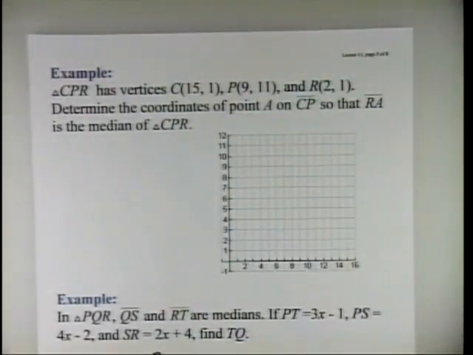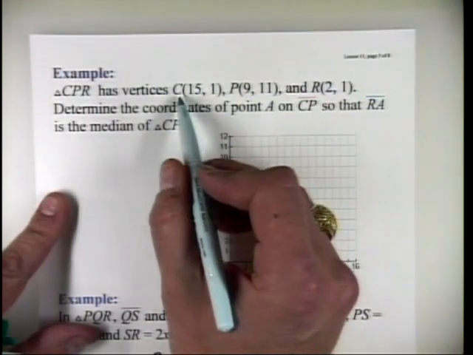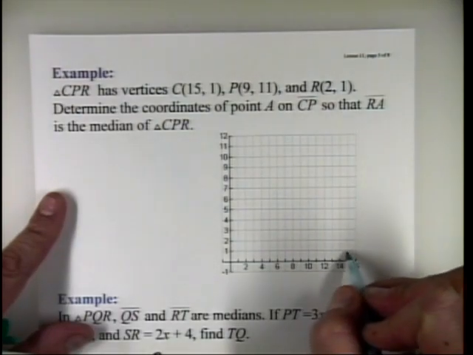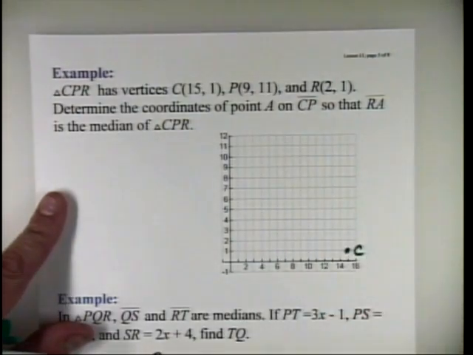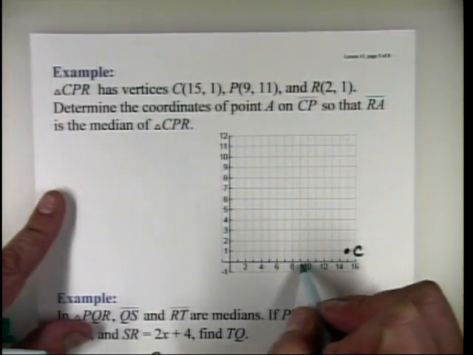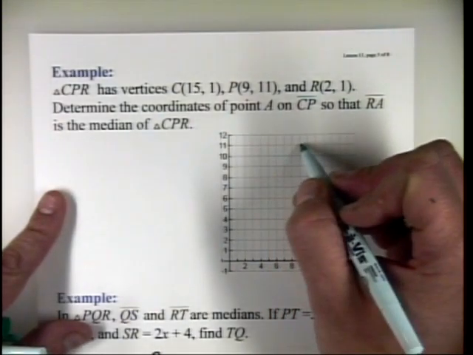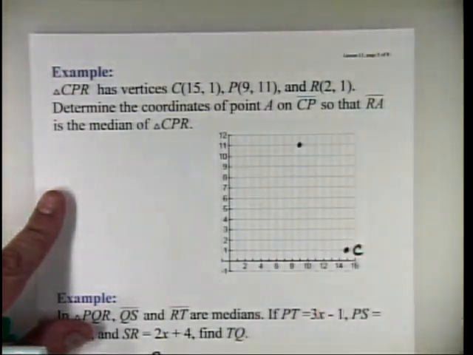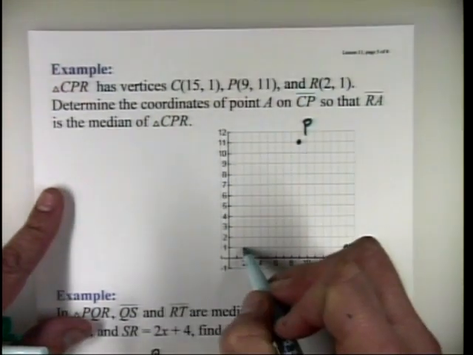So here's a little grid right here. I'm going to go ahead and plot my points. Point C is at 15, 1. So here's 15, 1. I'll call that point C. I've got point P at 9, 11. So here's 9. I'll come up all the way to 11. There it is. And I'll call that point P. And then point R is the point 2, 1, which is down here.